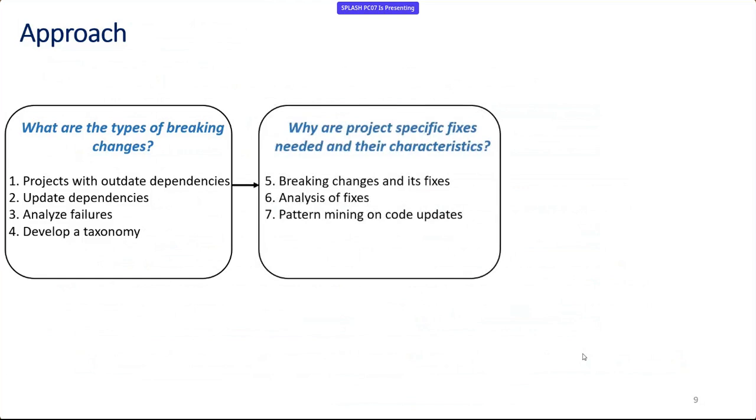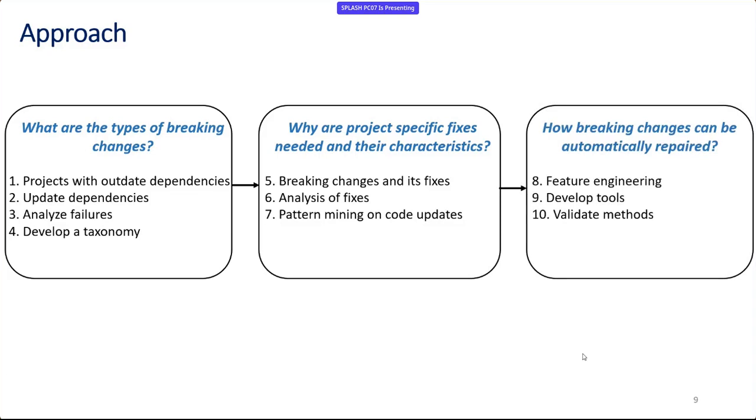Next, we'll be looking at why project-specific fixes are needed. And for that, based on the repositories that we have already collected, we'll be looking at the breaking changes they have introduced when updating the library and the fixes that have already been applied, and analysis on these fixes, and hopefully, based on the analysis results we get, we'll be able to find some patterns based on the code updates that have been applied.